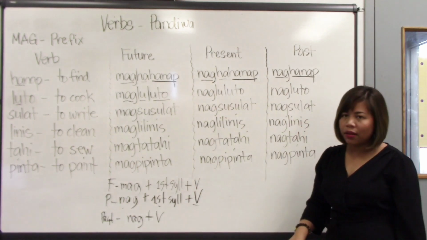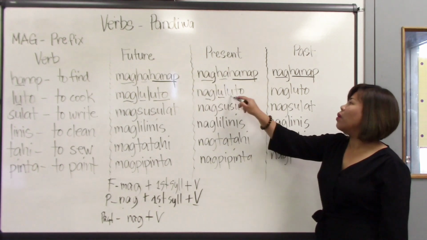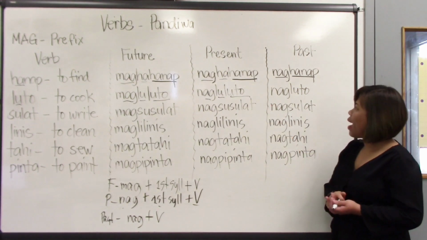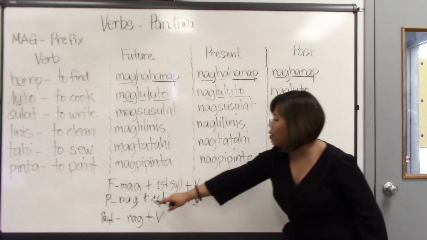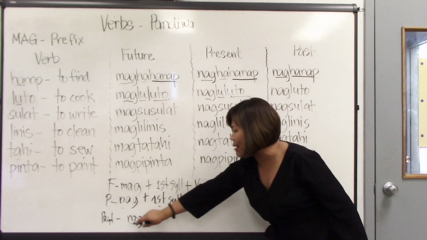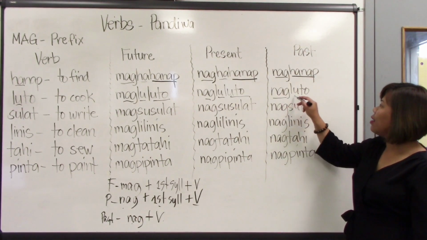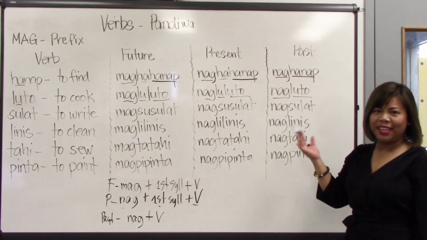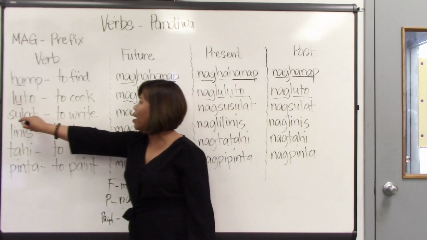and then the entire verb. So it becomes nagluluto. The past. So we omit the first syllable that we added for future in the past. So it's just the prefix nag plus the entire verb. So it is nagluto. Easy, right? So same with this one. Maybe you can conjugate this one now.